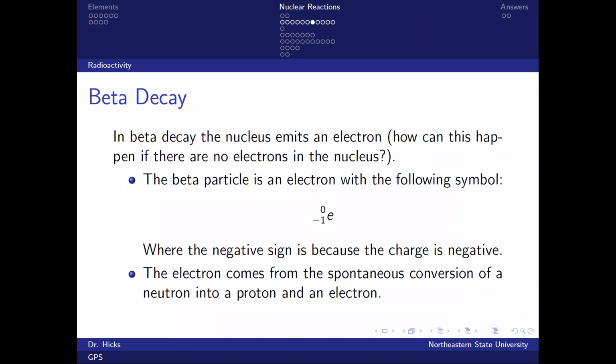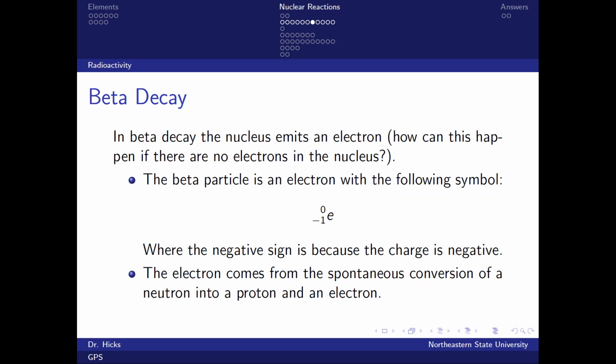Now in beta decay, the beta particle is an electron, right? So how can the nucleus emit an electron if there's no electrons in the nucleus? Well, what happens is a neutron can spontaneously convert into a proton and an electron, and that electron gets emitted from the nucleus.